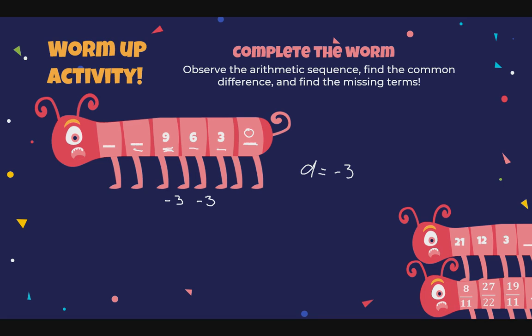So it will be 9 minus negative 3, which is equal to 12, very good. And from 12, we will deduct negative 3, which is equal to 15. Okay, so now the second sequence is complete. Let's proceed to the third one.